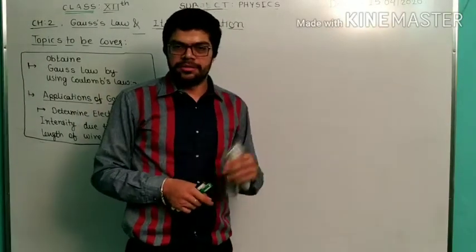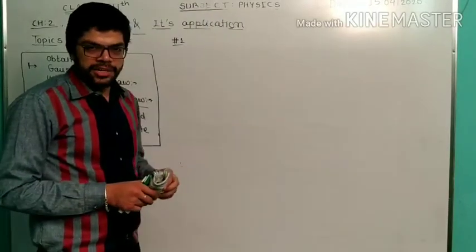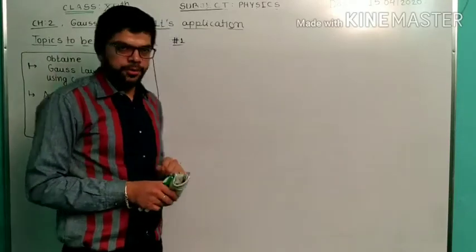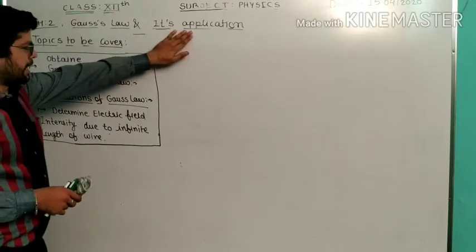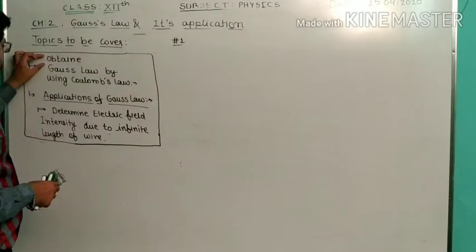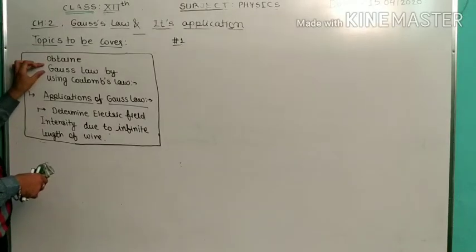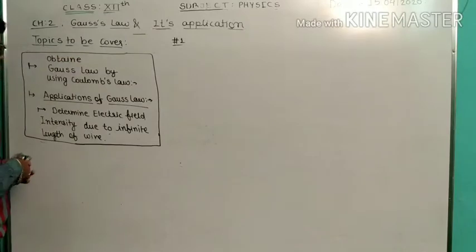As we discussed yesterday, we started chapter 2. What are the topics we are going to cover today? Again, I am going to show you chapter 2, Gauss law and its application. The subject is physics. The first topic is to obtain Gauss law by using Coulomb's law.